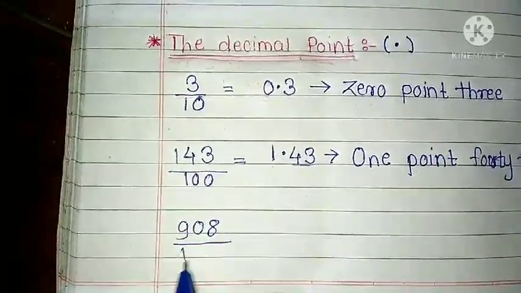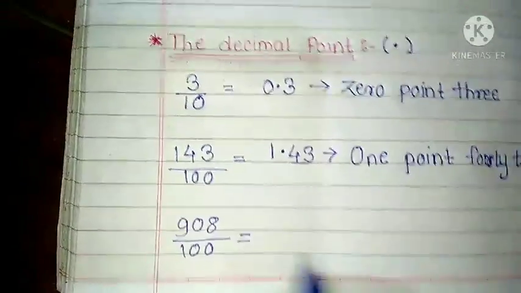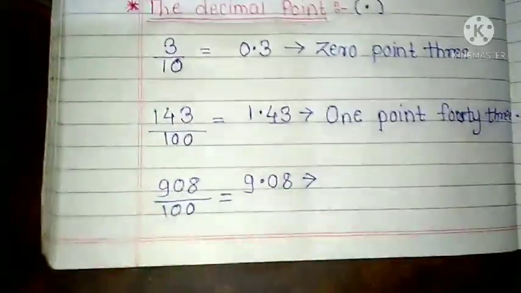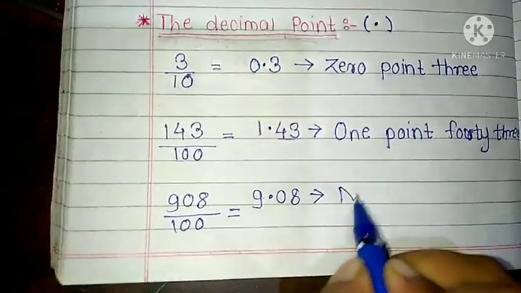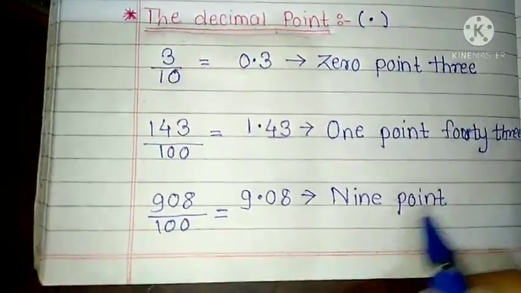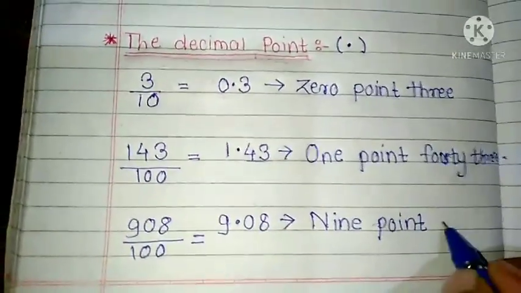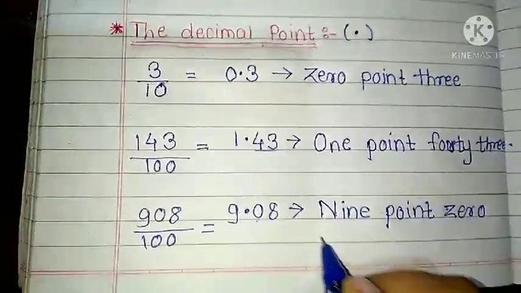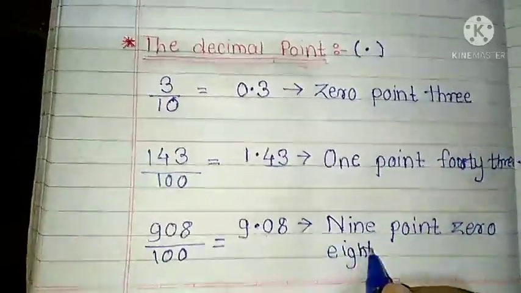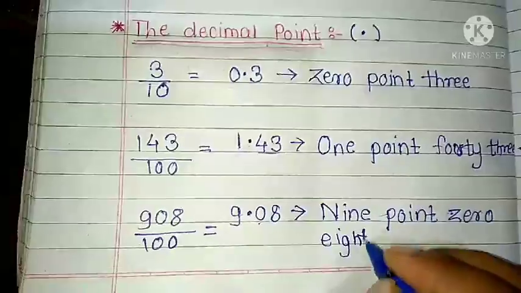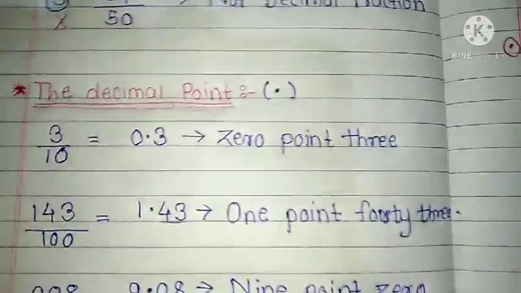If the number is 908 divided by 100, how do we read it? The complete part is 9, then point, then the number 0, 8. If 0 is present after the point, you write it as 0, 8: 9.08. In this way you can write or read a decimal fraction with the help of a decimal point.